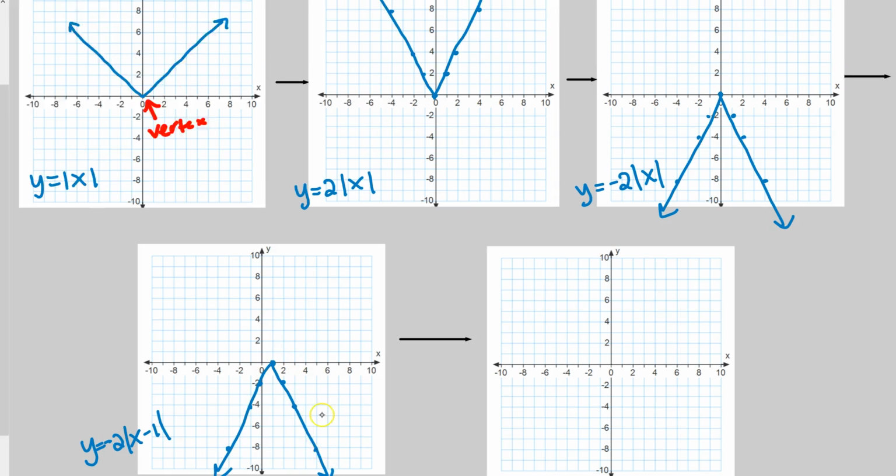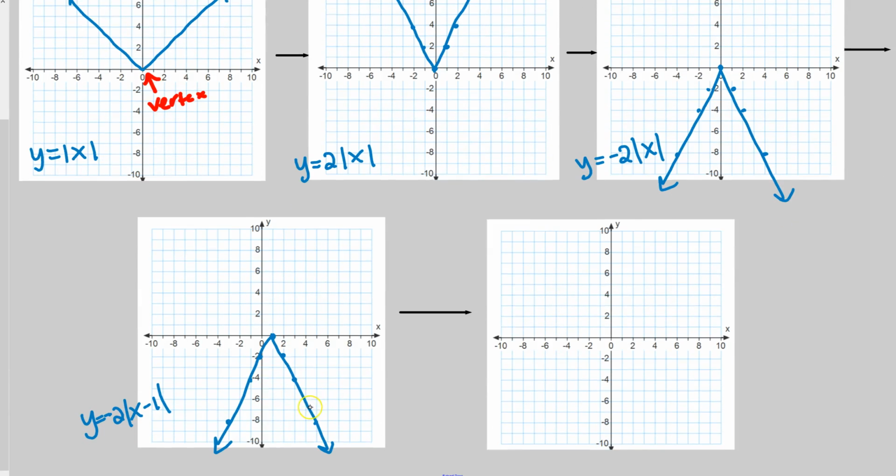Okay, and then finally we have +3, so that's going to shift the whole graph up 3. So the vertex is not going to be at 1, 0, it's going to be at 1, 3. Shift everything up 3.